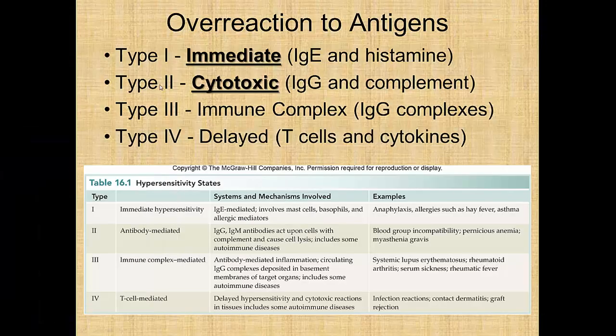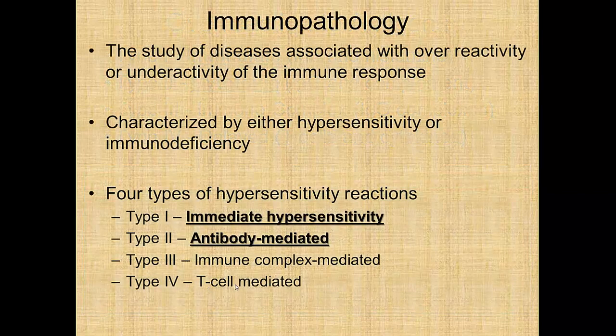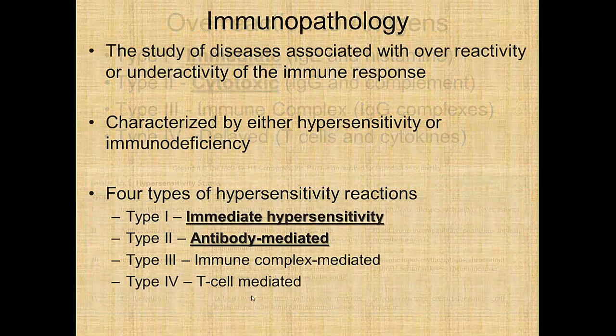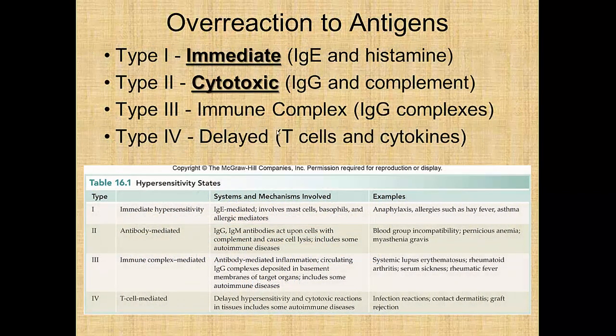These, by the way, type 2, type 3, and type 4, will be discussed in part 2 of chapter 16. And then the last one, type 4, is called a delayed, also referred to as T-cell mediated, delayed, and it involves T cells and the release of cytokines, which are some of the chemicals produced by T cells and other white blood cells like macrophages. So you want to recognize type 4 is both considered delayed and also involves T cells.